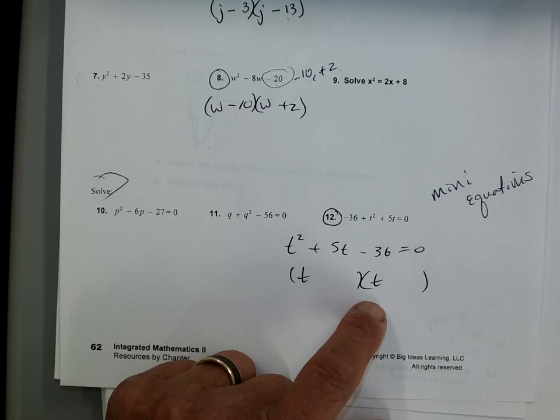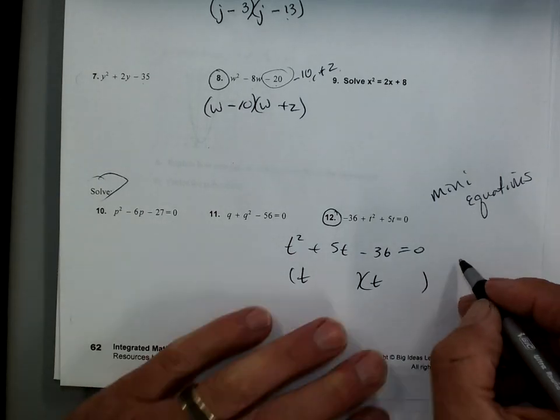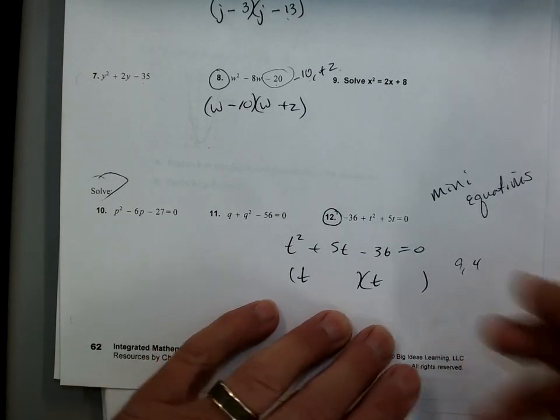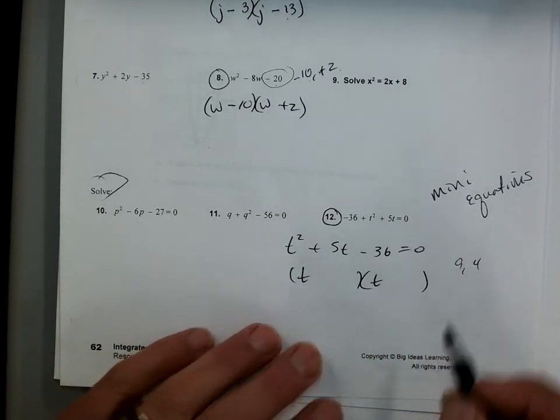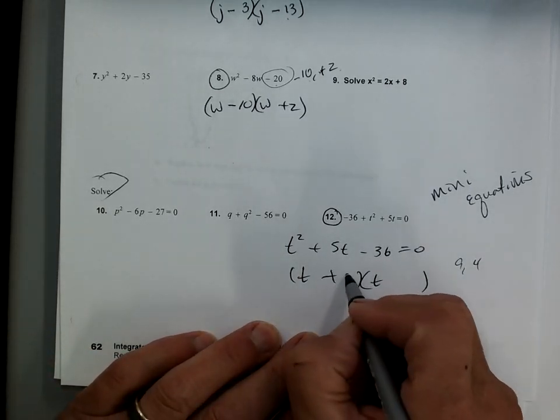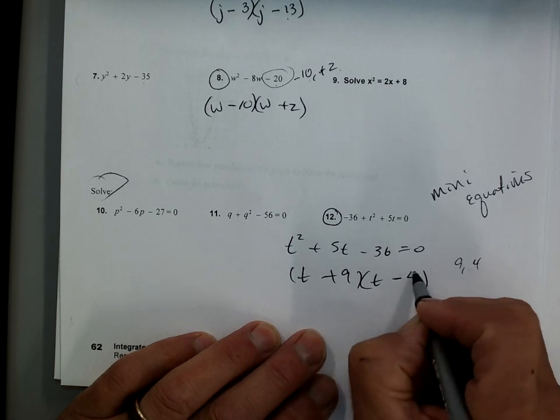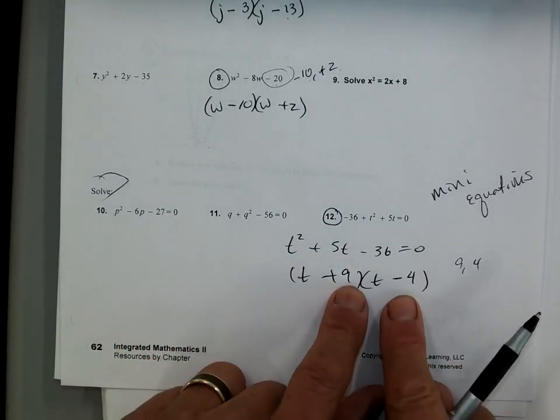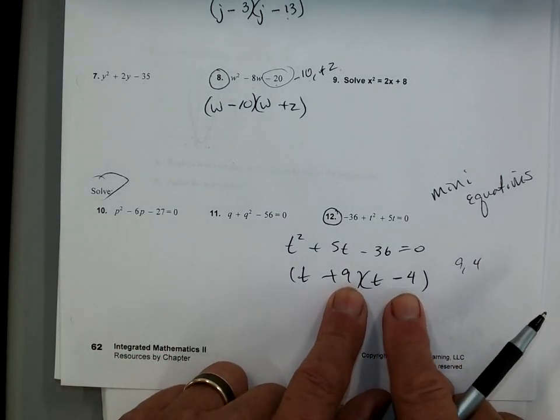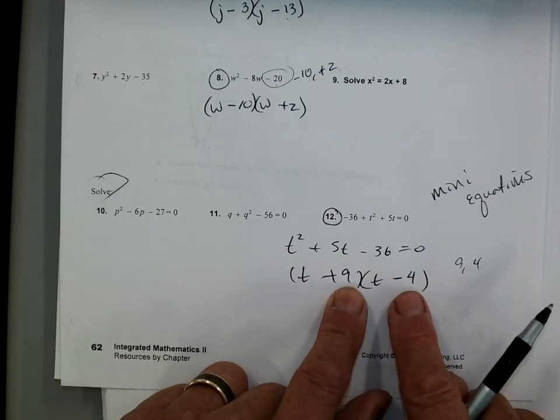Let's see, 36 divided by 18 is 18 and 2. What am I missing? Oh, 9 and 4, duh. My goodness gracious, some days I tell you. It has to be a positive 9 and a negative 4. They multiply to make a negative 36, and they add to make the 5, okay?